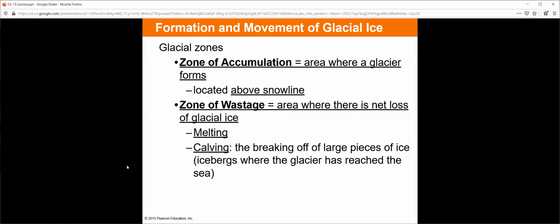We talked about different zones with rivers. Now we can talk about different zones with glaciers. First of all, you have your zone of accumulation. This is the area where the glacier forms, right? Located above the snow line, and it's where you get your snow. Then you have the zone of wastage. This is the area where there is net loss of glacial ice from melting or calving or something like that.